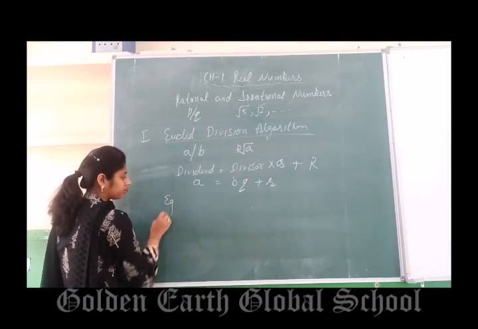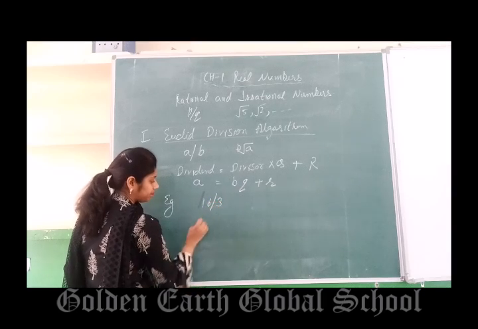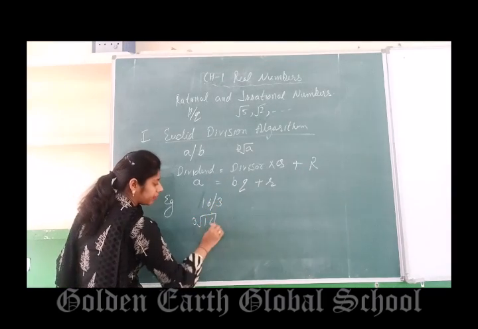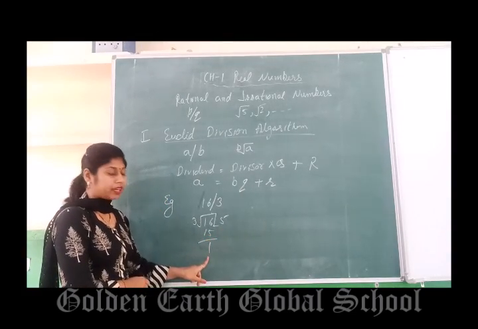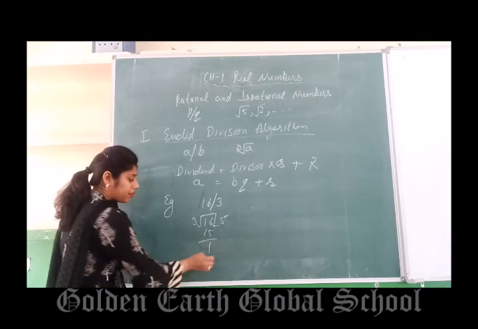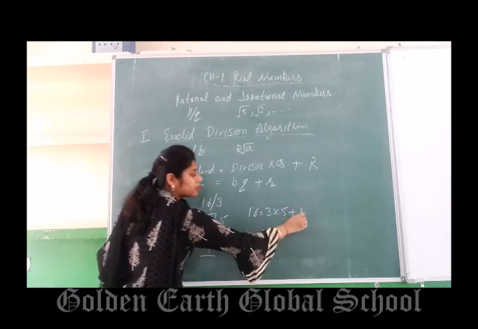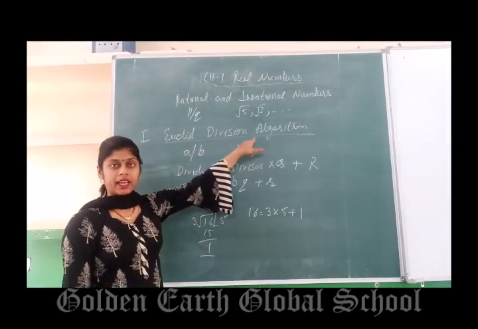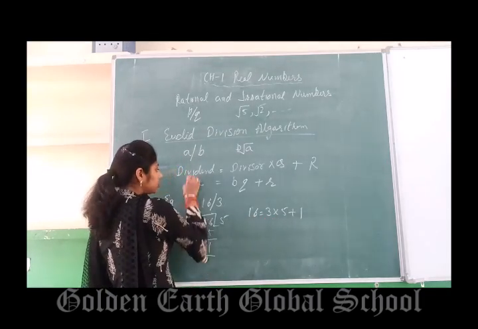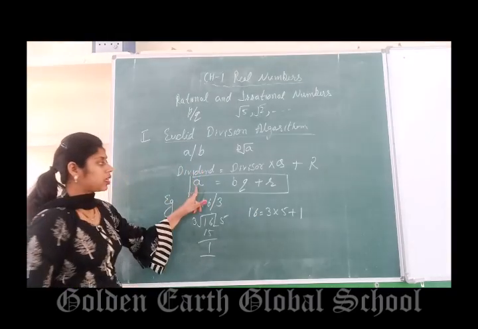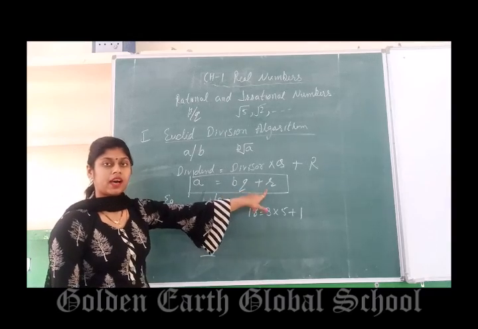For example, if we divide 16 by 3, what do we get? 3 fives are 15 and 1 is the remainder. So 5 is your quotient and 1 is the remainder. So you can write it as 16 equals 3 into 5 plus 1. So this is your Euclid division algorithm. Dividend equals divisor into quotient plus remainder. This is the general form: A equals BQ plus R. A is your dividend, B is the divisor, Q is the quotient and R is the remainder.